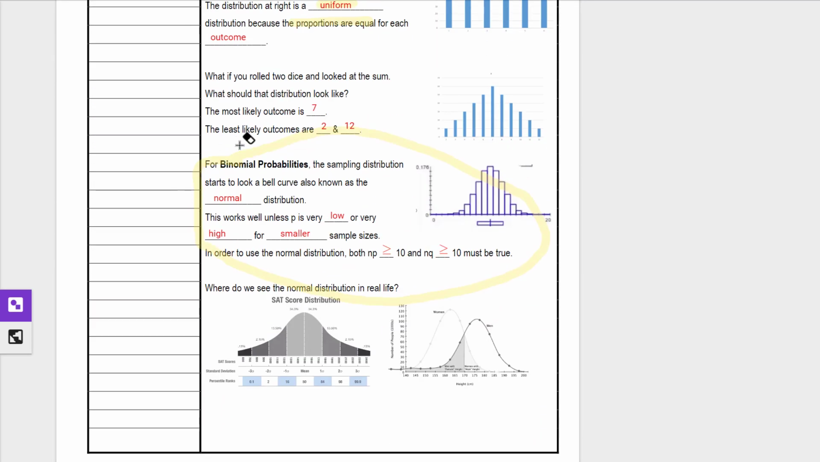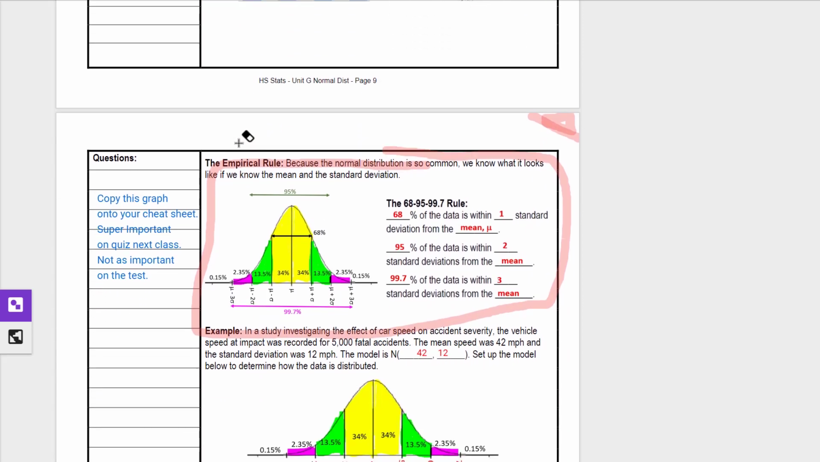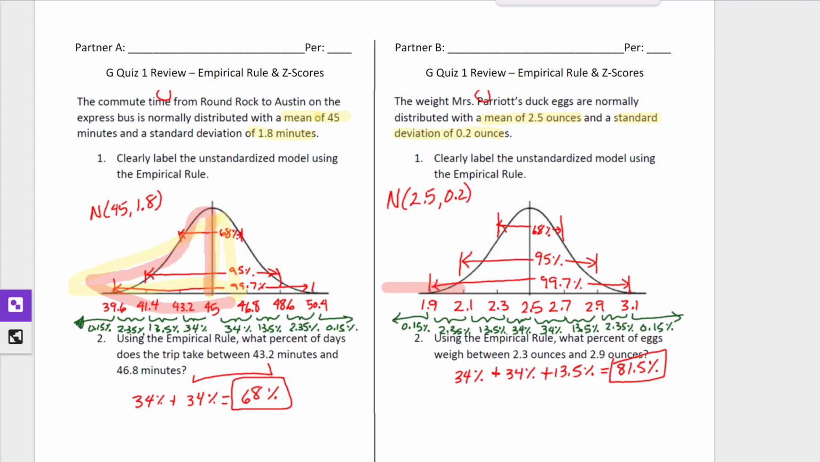So here was the normal distribution in the empirical rule. This should have been around page 10 of your packet. I pretty much copied this graph. You want it on your cheat sheet for your test. You want to have this page folded if you're taking the quiz, and you can refer to this. It has a lot of the information, especially if you copy those little areas down on it. All right, let me go back to the quiz review.